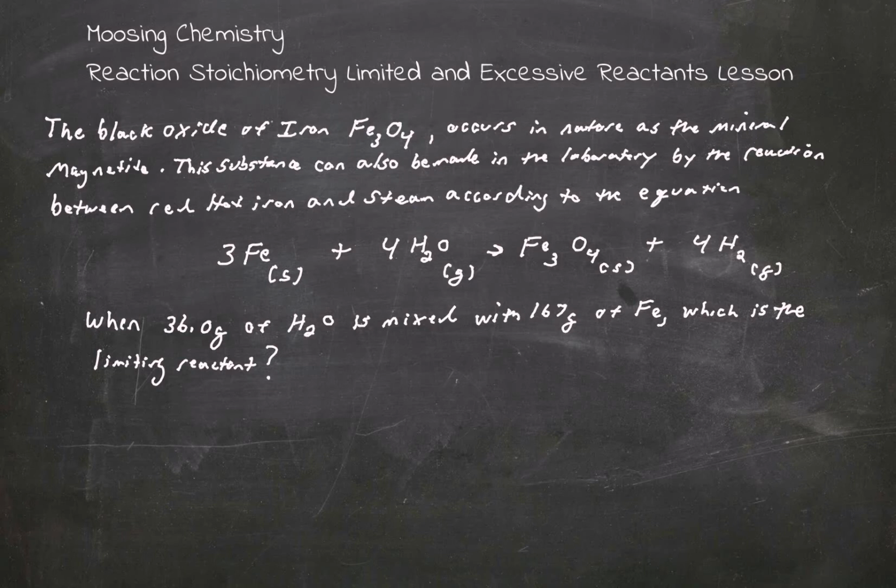In today's lesson, we're going to learn how to find the limiting and excess reactant of a particular equation. The black oxide of iron, Fe3O4, occurs in nature as the mineral magnetite. This substance can also be made in the laboratory by the reaction between red-hot iron and steam, according to the equation Fe plus H2O yields Fe3O4 plus H2. So when 36 grams of H2O is mixed with 167 grams of iron, which is the limiting reactant?